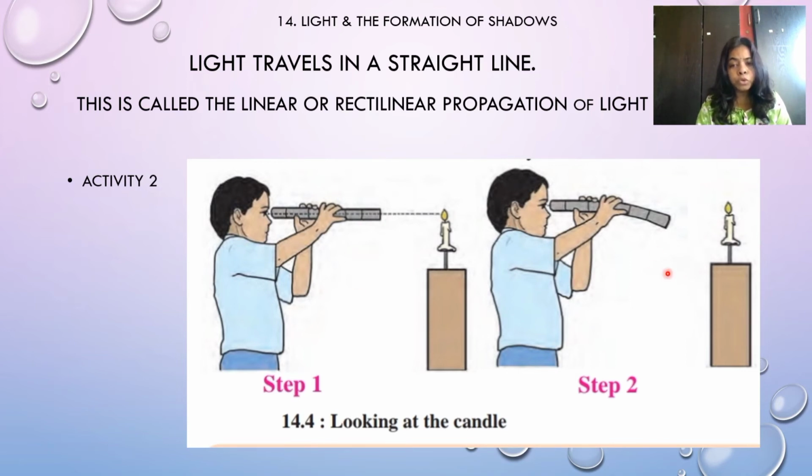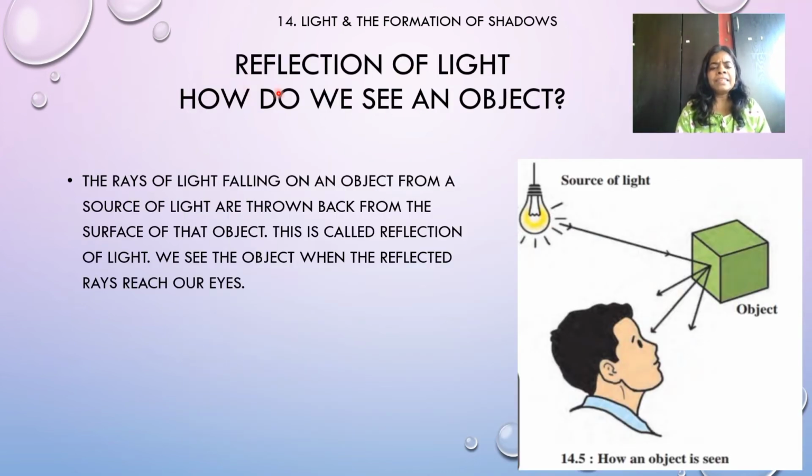This also shows that the light is always traveling in a straight line. Light shows linear propagation. Light shows rectilinear propagation. Now children, let us try to understand how the light is getting reflected. How do we exactly see the objects around us?